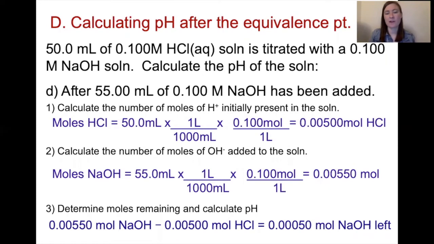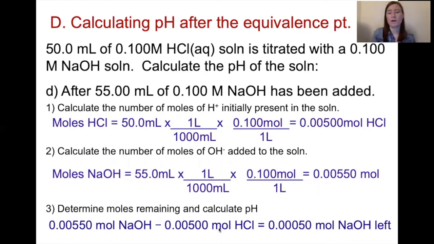So now we need to figure out the moles that are remaining. In this case, we've added more base than acid. Remember, any acid that's there is going to react with any base that's there. The acid and the base will completely neutralize each other, right? That's a very exothermic, very product-favored reaction, right? It goes to completion.